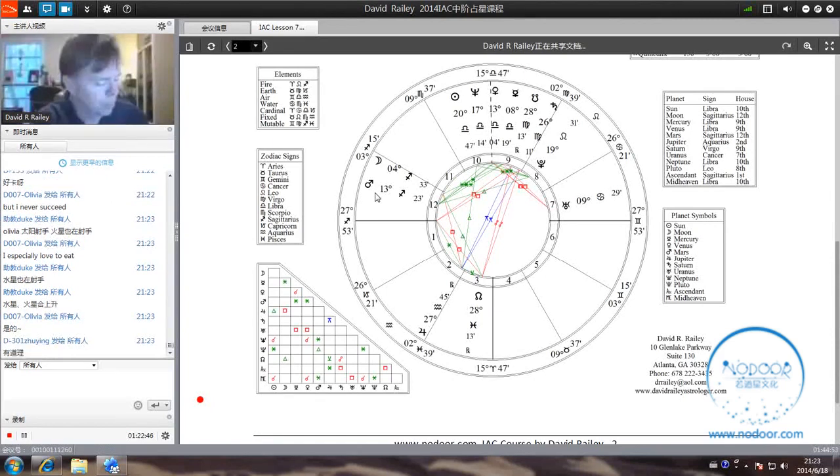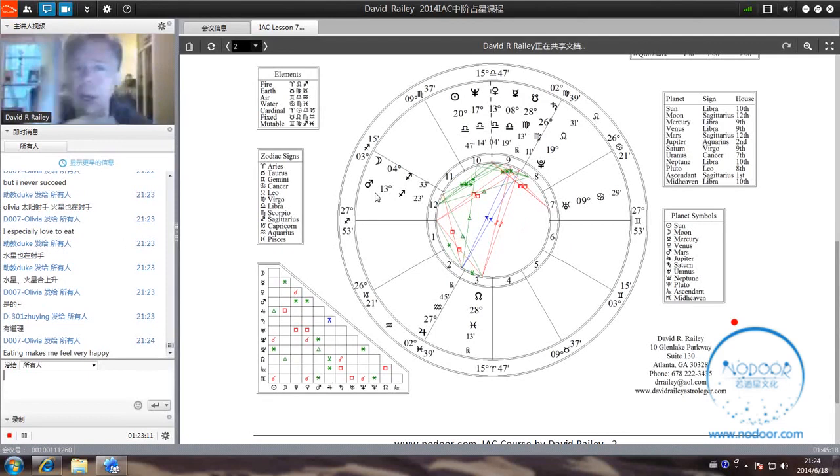Okay. For example, well, let's deal with you first, and then I'll come back to this chart. I would suggest to you, and this is just looking at the one aspect because there's probably other factors. Yeah, eating makes you feel happy. Absolutely. Absolutely. You can say that, Felicia.